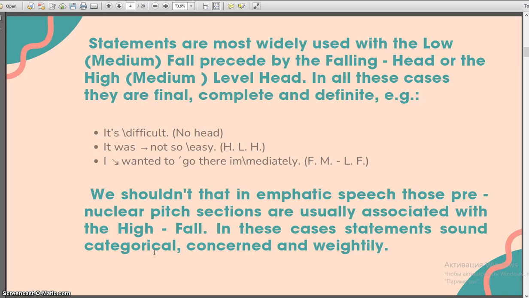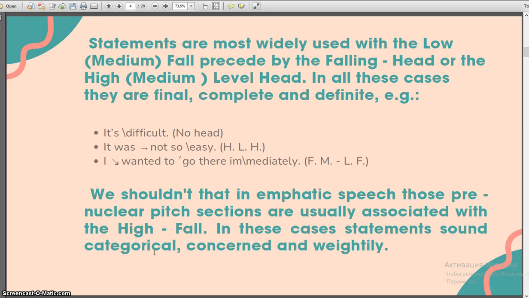Statements are most widely used with the low fall, preceded by the falling head or the high level head. In all these cases, they are final, complete, and definite. For example, it's difficult. No head. It was not so easy. I wanted to go there immediately.